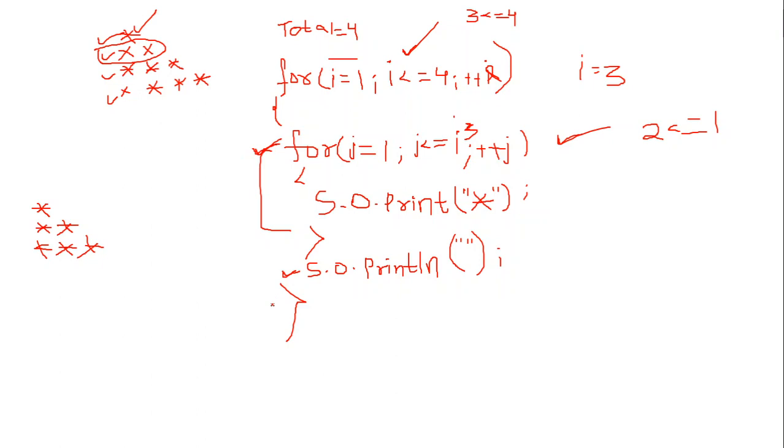After that the line will change again due to this statement, and then the i value will become 4. This time also the condition is true, because 4 is less than or equal to 4. So again the inner for loop will execute, and this time it will run 4 times because the i value is 4. It will print 4 stars: 1 star, 2 stars, 3 stars, and 4 stars.